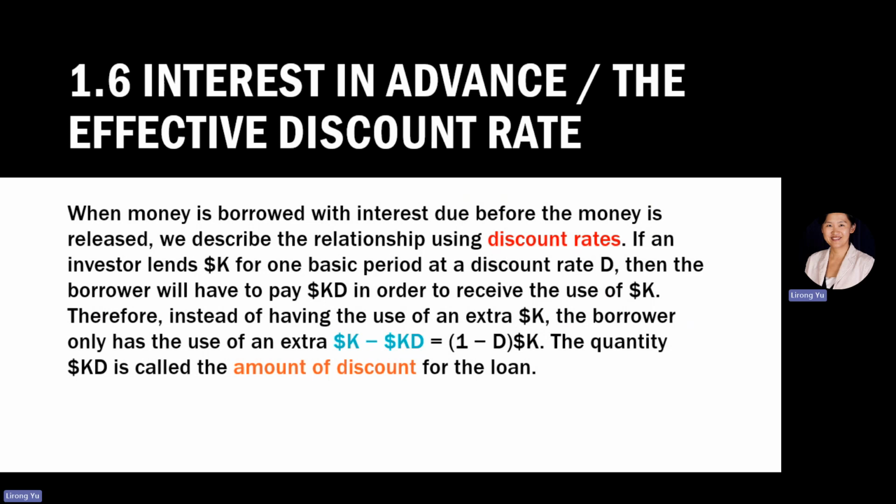Because you're receiving K minus KD at time 0, but you're paying K at time t in the future. So the difference between future value, which is K, and present value, which is K minus KD, is K times D, which is essentially the interest. So you're basically paying the interest at time 0 instead of at time t. Any question? So we're looking at things slightly differently.